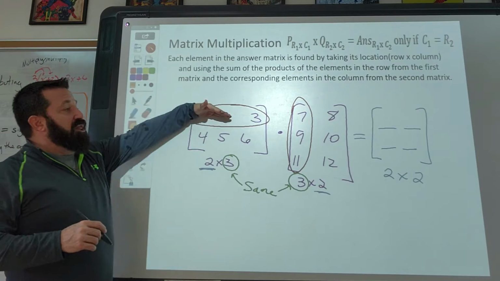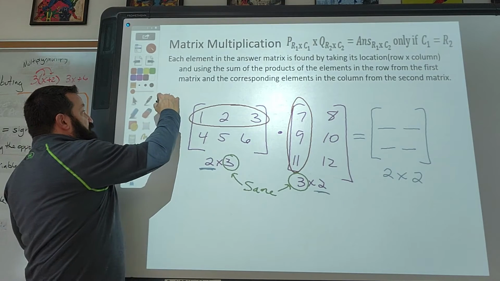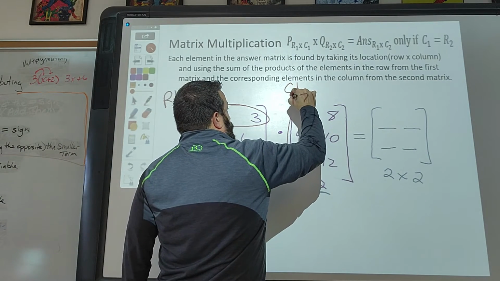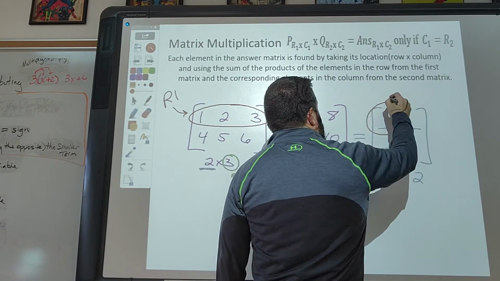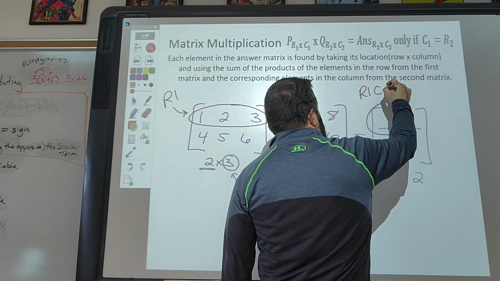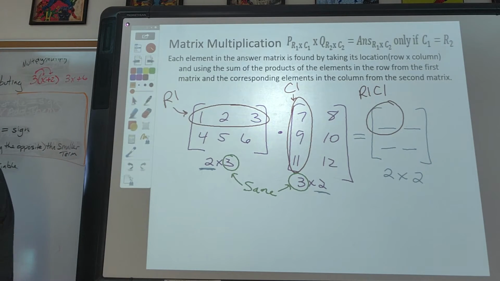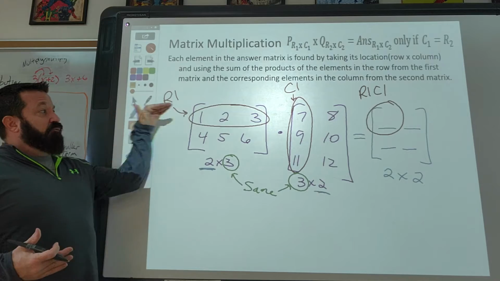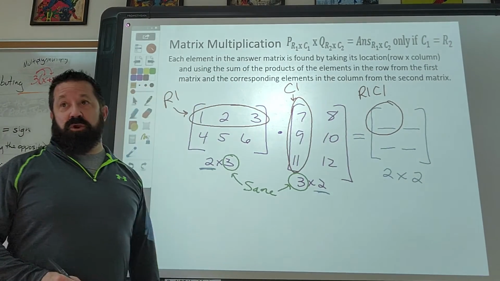There are 3 elements in this row. There are 3 elements in this column. This is row 1. This is column 1. The answer I'm going to get goes right here because this is row 1, column 1 of my answer matrix. Okay? If you're wondering where your answer goes, there's a pattern to it that you're going to see, but technically you could figure it out based off what row and what column you multiply together.